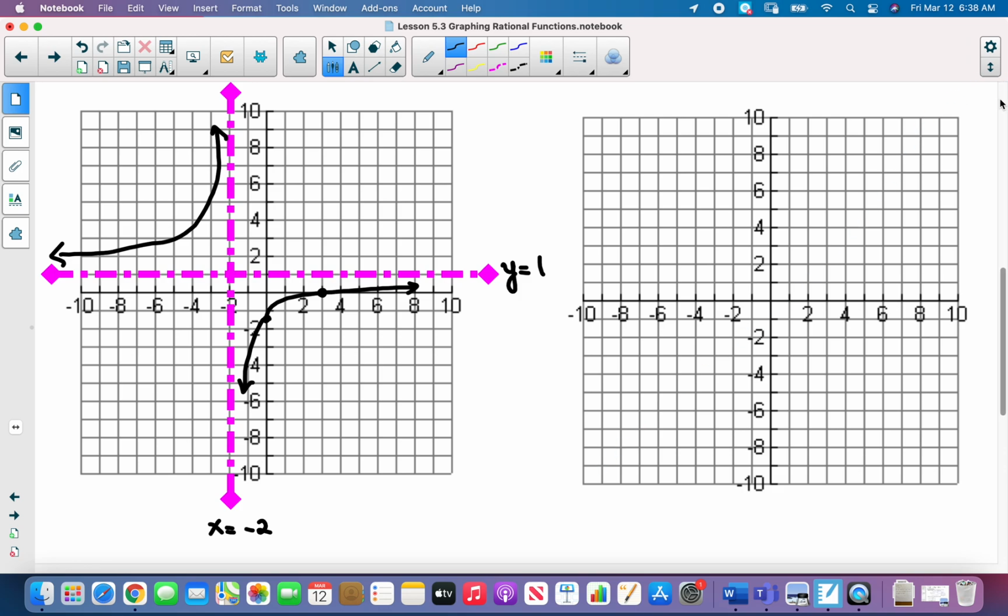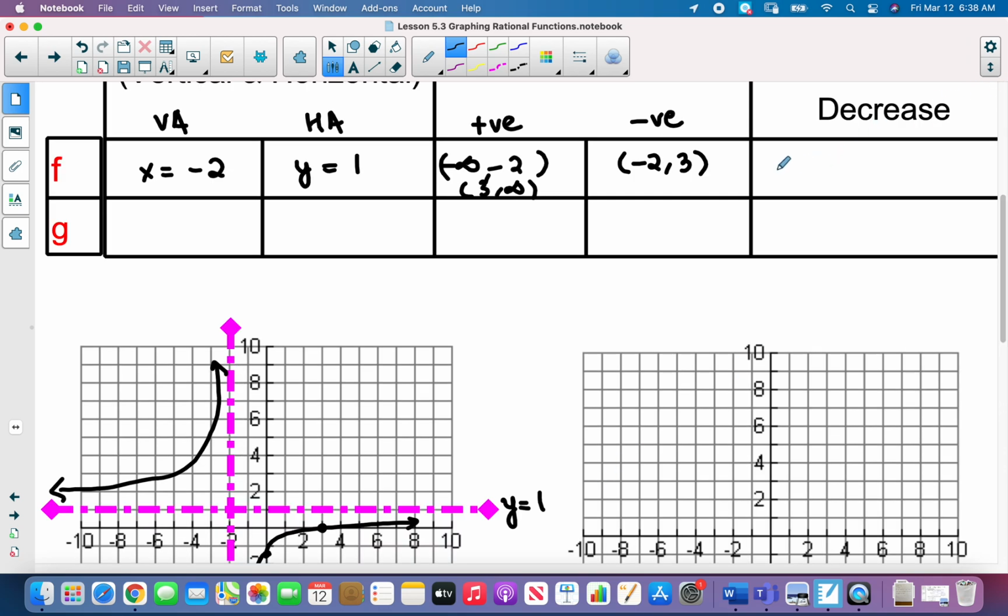Right? Now we can try the other one. And this one, you can see that when you go from left to right, the function is increasing. It's also increasing from left to right in this half. So it is increasing from -infinity to -2, and also from -2 to positive infinity.